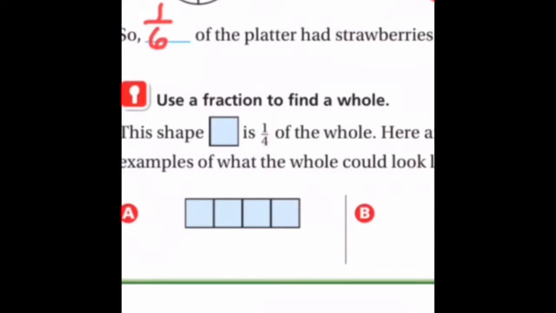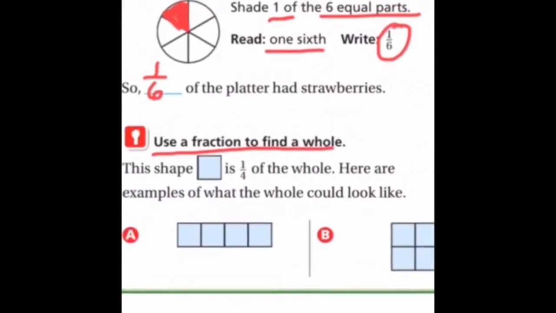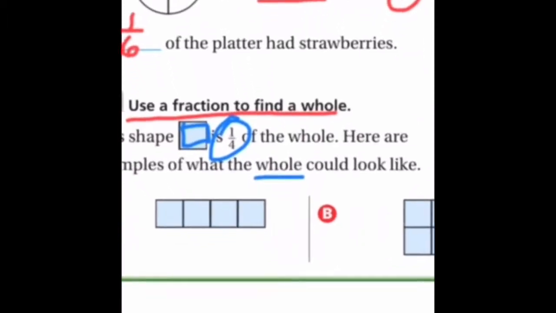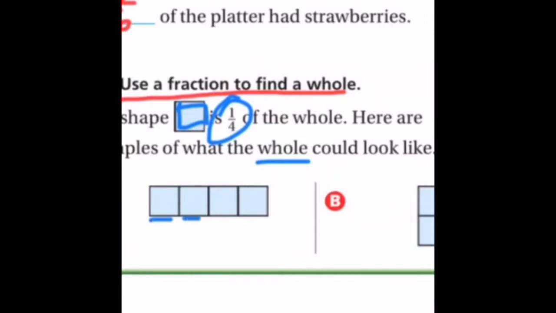Moving down a little further, it says use a fraction to find a whole. This shape right here is 1/4 of the whole, okay? 1/4 of the whole thing. Here are examples of what a whole could look like. So here we have 4 parts. That's the whole thing, 4 parts. And again, each one of these parts is 1/4. This is 1/4. This is 1/4. And this is 1/4. The 4 of them together make 4 out of 4, or one whole.